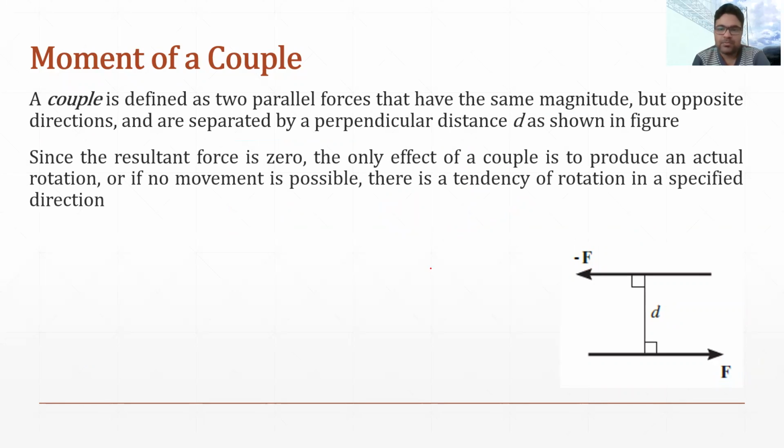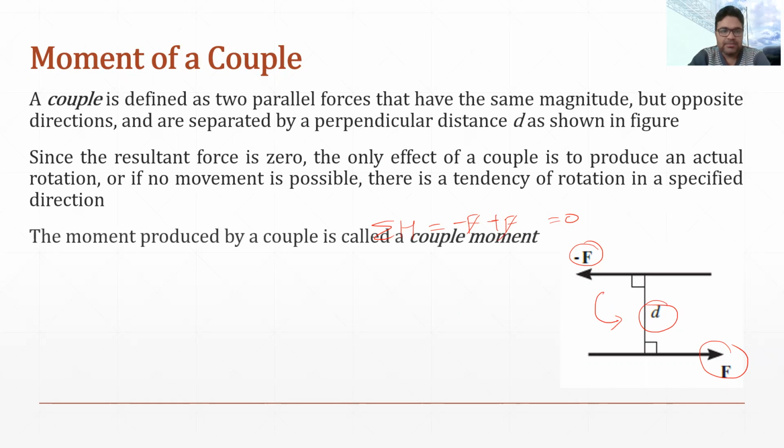Now, in this case, you can see the resultant of the force is 0. If we calculate the summation of H, this will be minus F plus F, so this will be 0, which means the system should be in equilibrium, but it is not in equilibrium. Why? Because there is a distance between these two forces, and because of this distance, there will be a moment in terms of rotation. This application of couple is used in many areas. I will take an example for that.